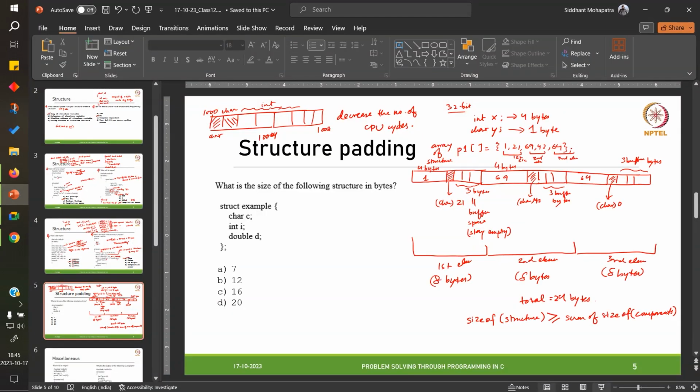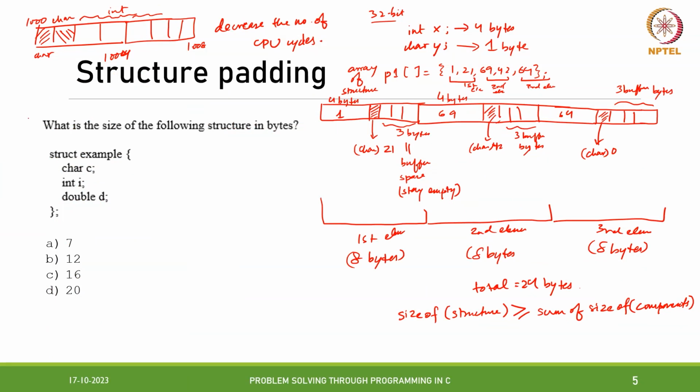Okay. If that is clear, then let's look at this question. What will be the size of the following structure in bytes? Here we have a char, an int, and a double. I'm assuming that it's a 32-bit system here. That means char occupies 1 byte, integer occupies 4 bytes, and double occupies 8 bytes. Let's see how much this results in. Can you calculate that?